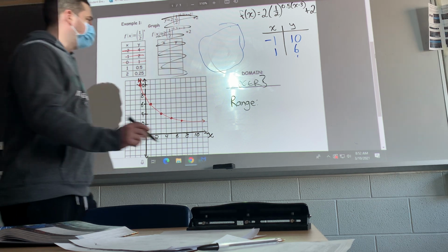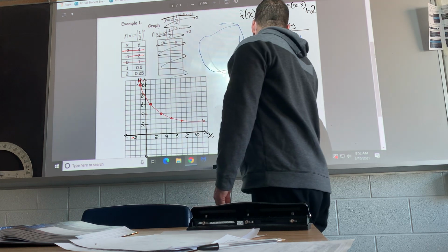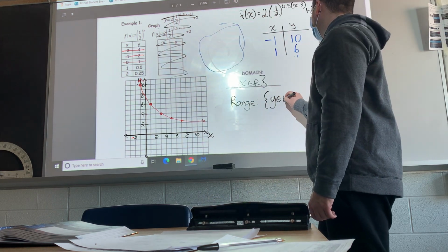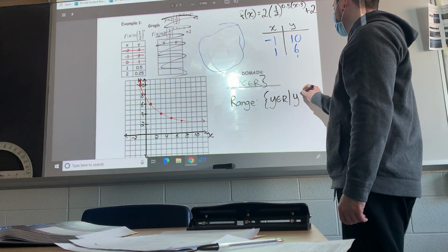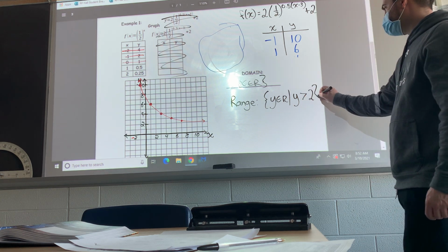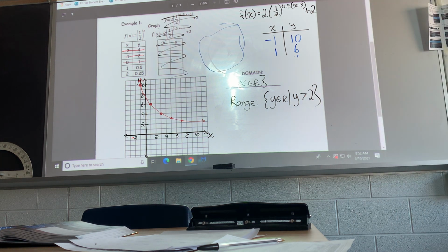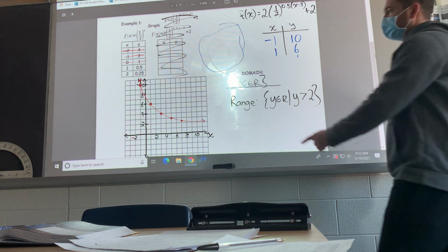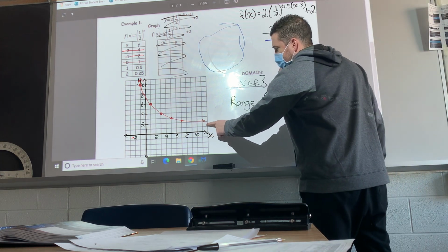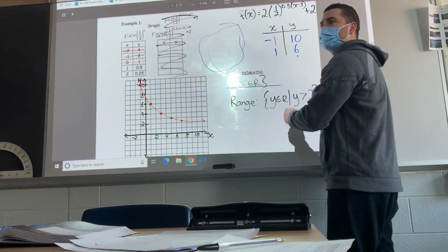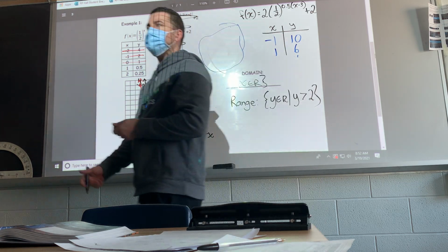And then Isabella at home said our range is y is greater than 2. And how do we know it's just greater than 2? How do we know that this line doesn't go down this way? How do we know?